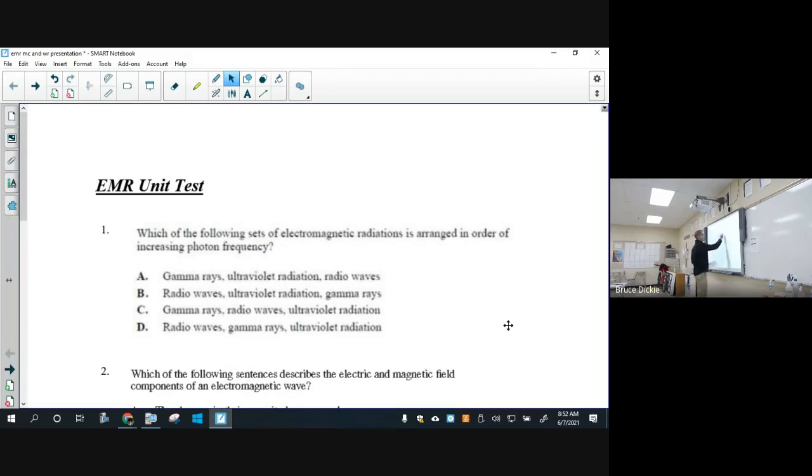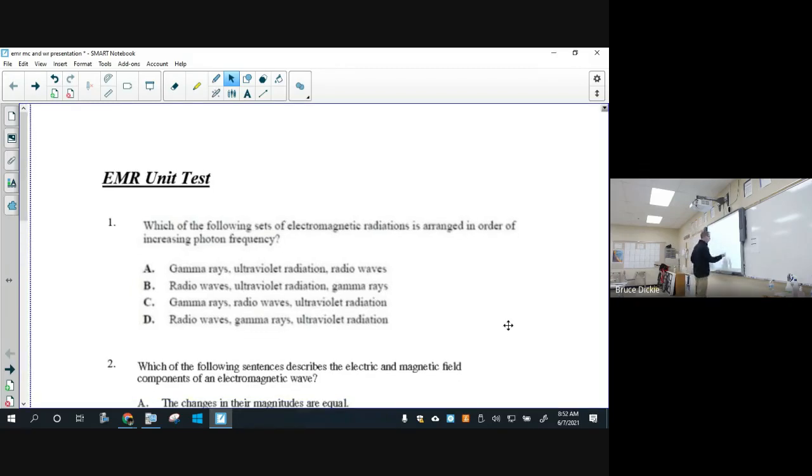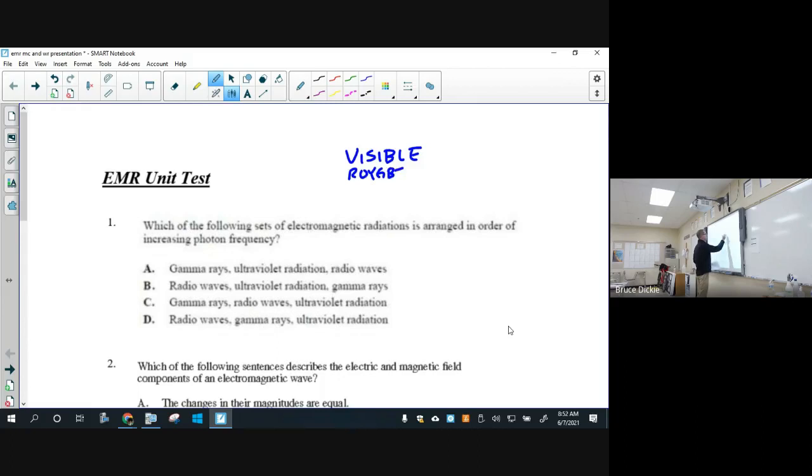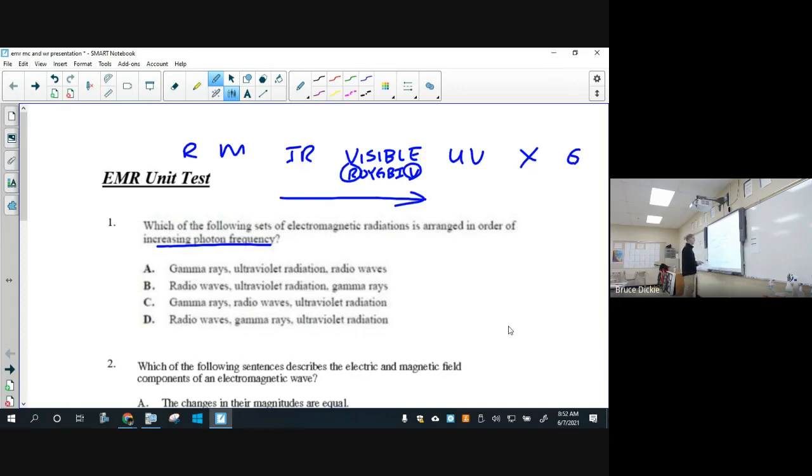If you remember, we started off with, in the middle, visible light, which consists of red, orange, yellow, green, blue, indigo, and violet. Below red is infrared. Above violet is ultraviolet. And then, of course, we have radio waves and microwaves down here. We have X-rays and gamma rays up here. Since we're going in terms of increasing frequency, we're going this way, which means our answer has to be B, starting with radio waves and ending with gamma rays.